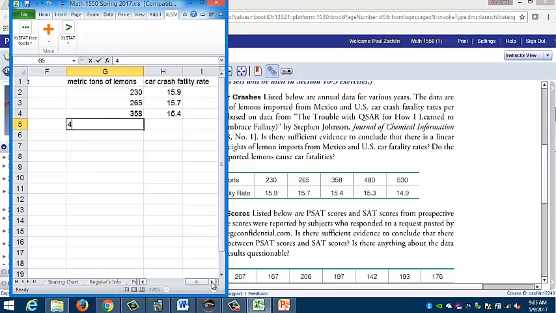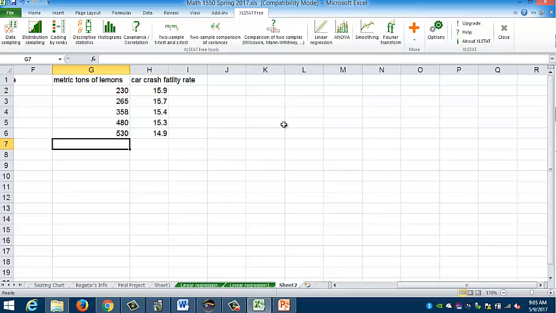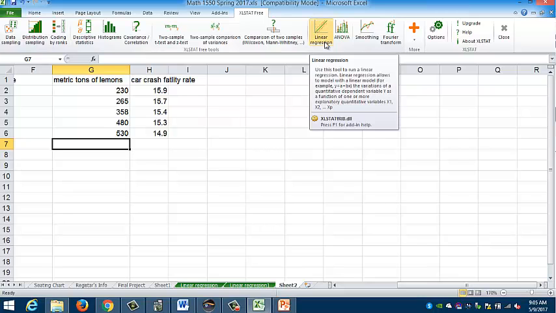Then 480, 15.3, and then 530, 14.9. All right, so there it is. So I have the data. Now, let's see. Go to Excel Stat, hit linear regression. That'll do everything I want.